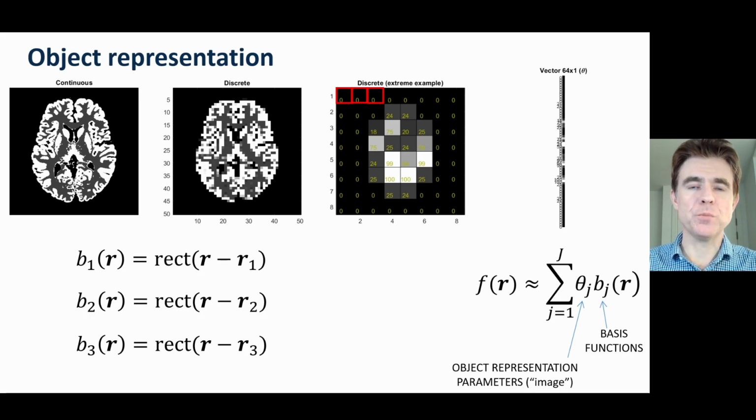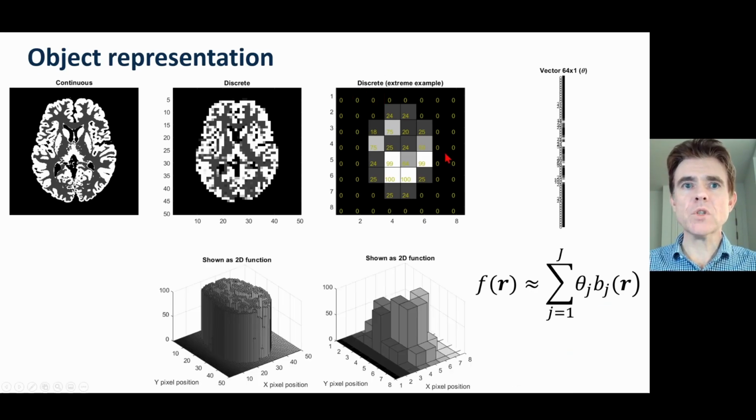Again, image reconstruction should be relabeled as estimation of object representation parameters if we're being strict. So here then is a clearer depiction again of this heavily discrete example of 8 by 8 pixels. I'm now showing them as rect functions, these 2D pixels, and you can see that the height of these 2D pixels shown on this axis here actually corresponds to that coefficient or amplitude or scale factor theta j, where that theta j is the scale factor or coefficient for pixel basis function b subscript j.